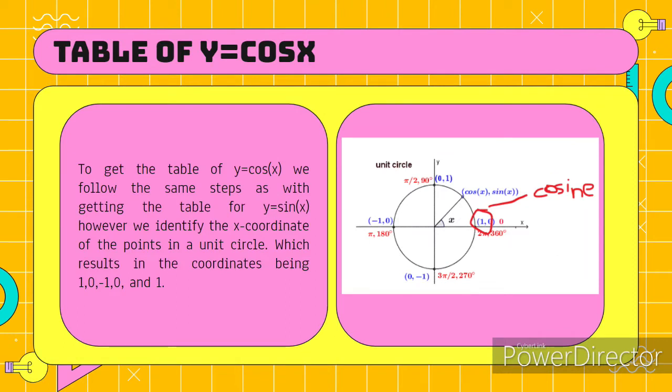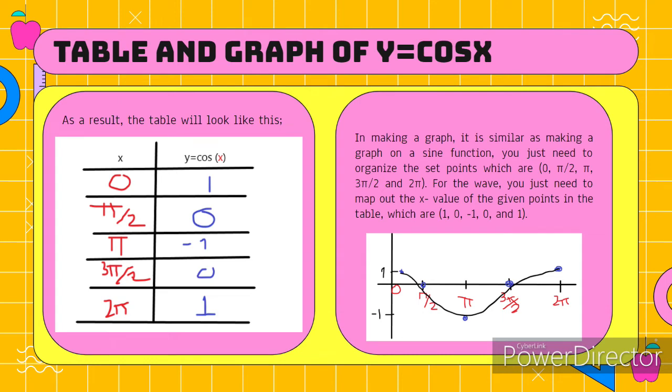To get the table of y equals cosine x, we follow the same steps as with getting the table for y equals sin x. However, we identify the x-coordinate of the points on the unit circle, which results in the coordinates being 1, 0, negative 1, 0, and 1. In making a graph, it is similar to making a graph of the sine function. You just need to organize the set points, which are 0, pi over 2, pi, 3 pi over 2, and 2 pi. For the wave, you just need to map out the x value of the given points in the table, which are 1, 0, negative 1, 0, and 1.